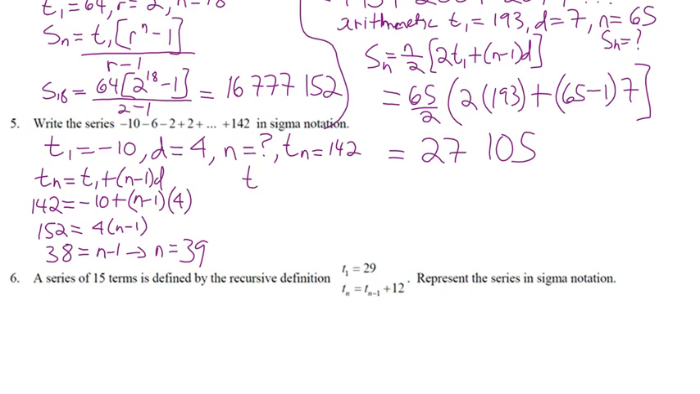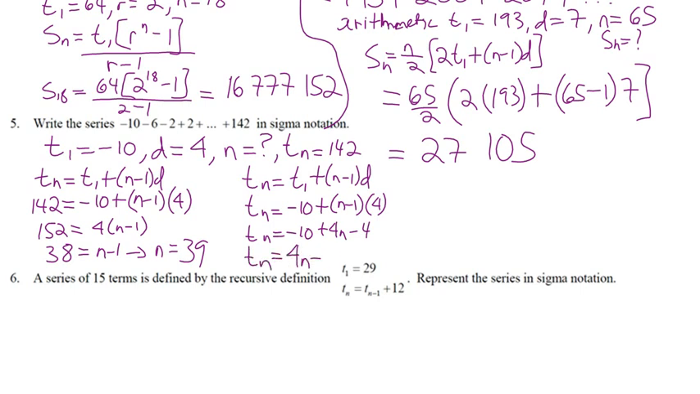But we need T sub n. And T sub n is T1 plus n minus 1 times D. We need the general T sub n, not the T sub n which is giving us 142. We need the general formula for this sequence. So the T sub n stays as a T sub n. For the general T sub n, we only want a value for T1 and D, and then we'll get the expression. So T sub n is negative 10 plus 4n minus 4. So what's T sub n? 4n minus 14, right?